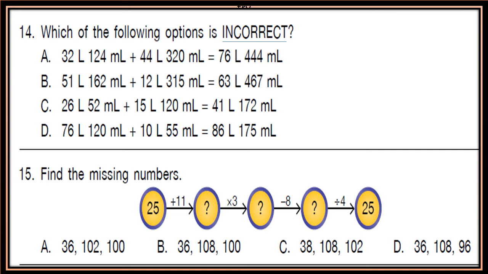25. Add 11 in 25. What will be the next number? Then multiply that number by 3. What will be the next number? Subtract 8 from that number. What will be the next number? Now this number when divides by 4 should be 25. Now find the missing numbers. Check out your answers at the end of video.